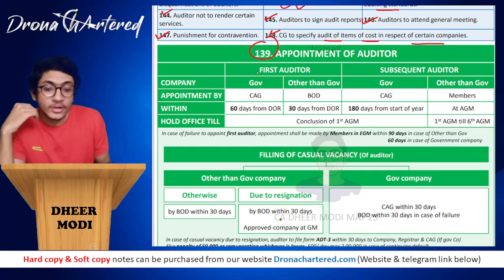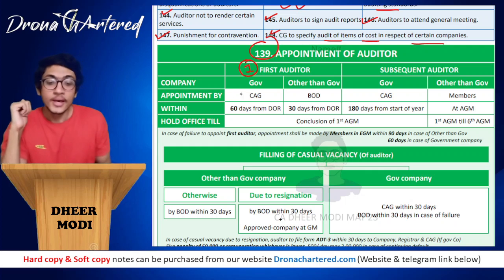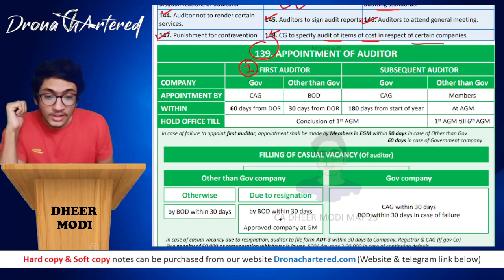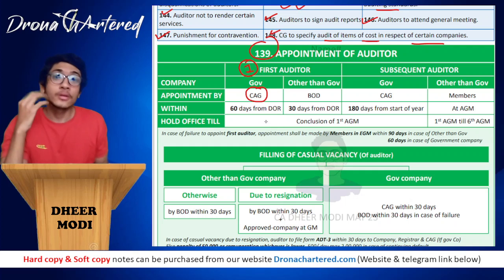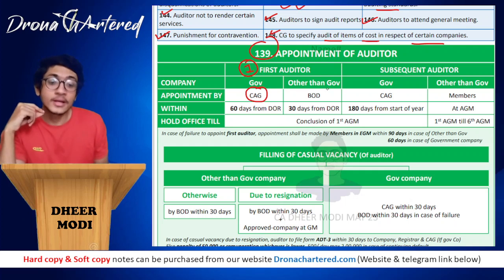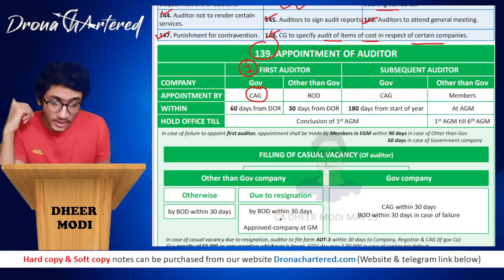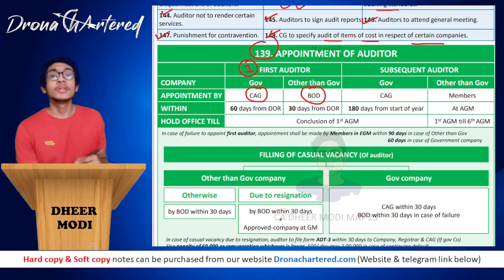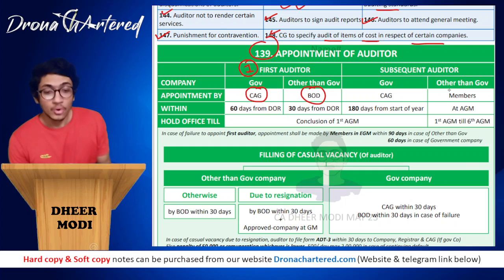So appointment of auditor, if he is the first auditor, that means this is the company's first auditor. In such a case, if the company is a government company, the appointment will be done by CAG, that is your Controller and Auditor General. And if it is other than a government company, in such a case it will be done by the BOD, that is your Board of Directors. Okay, and your subsequent auditor also is done by CAG.